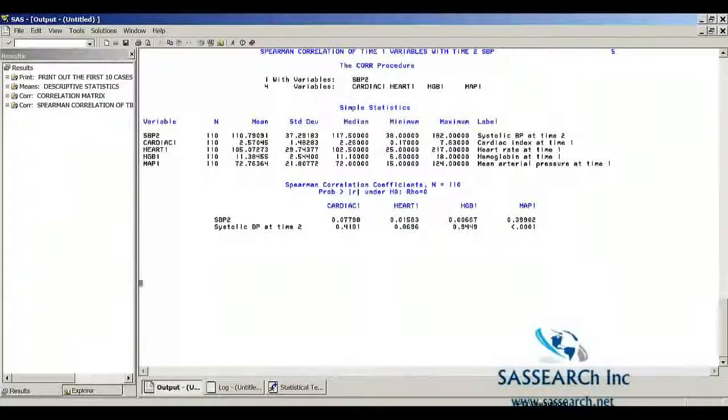Also, notice here that it's listed the Spearman correlation coefficient. And notice that we don't have a separate row for the n, because we know that our n is 110 for all of these correlations. So here, using the Spearman correlation coefficient, the correlation between systolic blood pressure at time 2 and mean arterial pressure at time 1 is again about 0.4 and is highly significant.